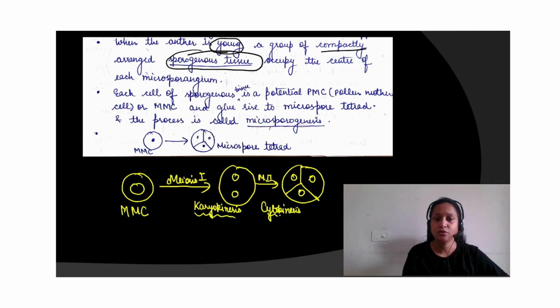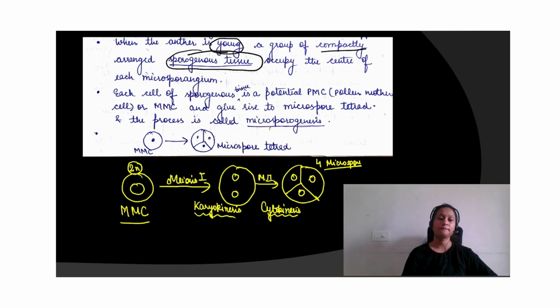Karyokinesis is nuclear division. Cytokinesis is cytoplasm division. So microspore mother cell, this is diploid in nature. Remember this, microspore mother cell is not a microspore yet. It is a microspore mother cell. It undergoes meiosis 1 and then meiosis 2. And we have how many cells? From one microspore mother cell, we have 4 microspores formed. It is also called pollen mother cell. Is that clear?